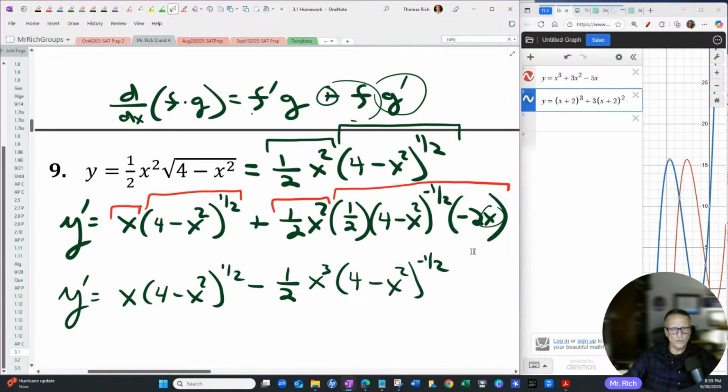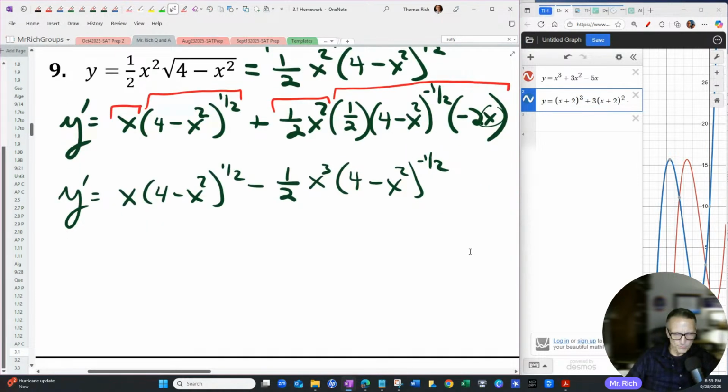Now the challenge that you'll be facing in the next month in your AP Calc class is how you are supposed to write this as one rational function, because you do have a radical here down in the denominator. That minus 1/2 will get pushed down into the denominator. So you would have to write this as one complete fraction. I'm going to show you.